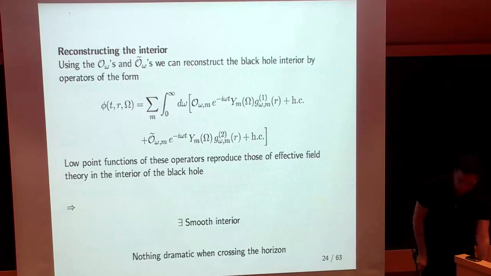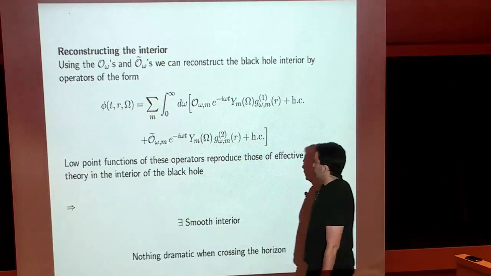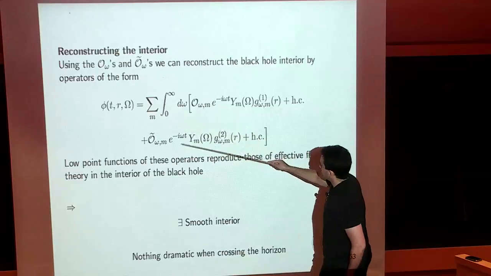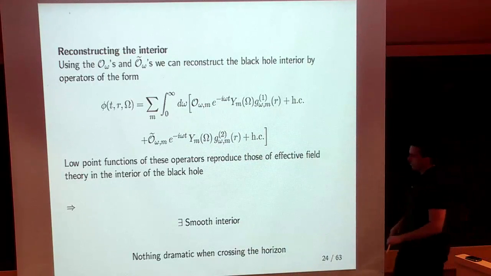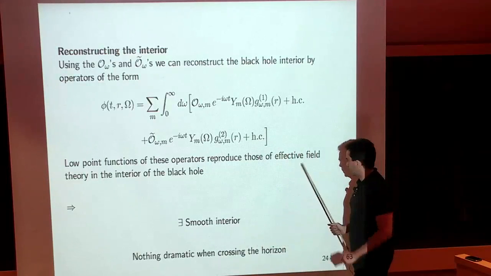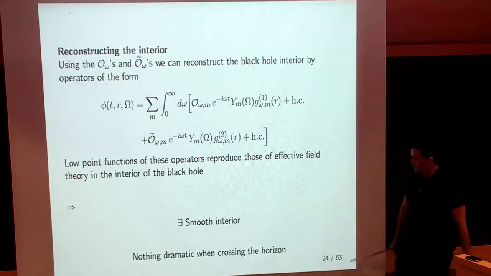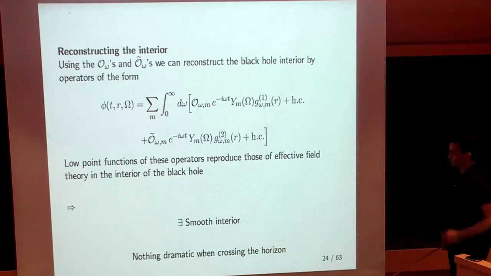Okay, so now using these O's and O tilde that we defined, you can reconstruct the bulk field by convolving these operators with wave functions. Then if you evaluate low point functions of these operators, you can check that they reproduce, to leading order in large N, the effective field theory in the interior of the black hole. In that sense, we declare that there's a smooth interior and nothing dramatic happens when an observer crosses the horizon.